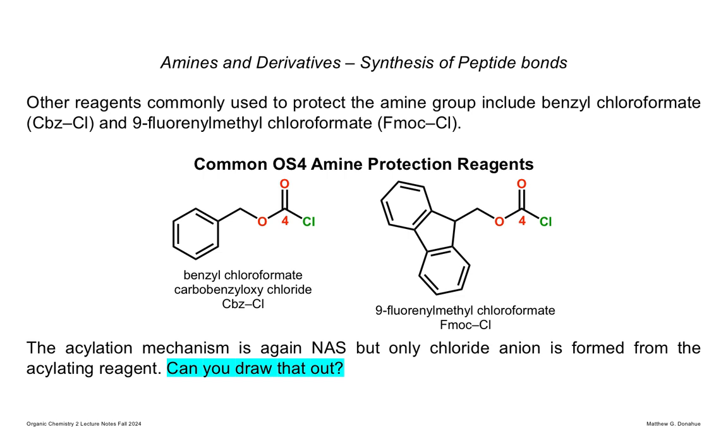Other common nitrogen protecting groups: CBZ chloride and FMOC chloride. These use a mechanism which we talked about already. That chlorine is a good leaving group. So the mechanism is nucleophilic acyl substitution. The amine attacks, ultimately chlorine is ejected, and then you form these carbamates.